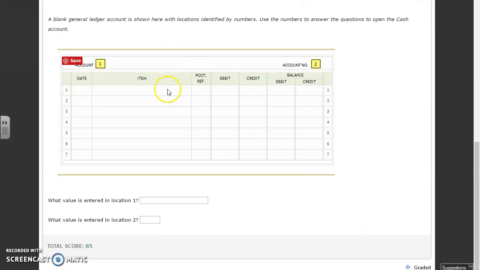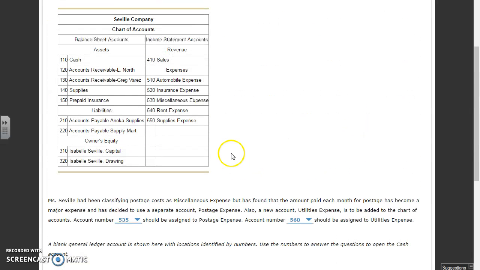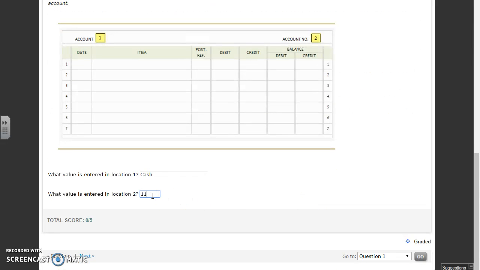All right, and the last thing, it says a blank general ledger is shown here with the locations identified by numbers. Use the numbers to answer the questions to open the cash account. To open up a ledger, very simple. All you have to do is put the account title up here, and you just have to put the account number right here. So what value is entered in location 1? Well, again, I have to put the account title, which they told me they want me to open it up for cash. Now, the account number, I look back up to my chart of accounts. Cash has a number of 110. So I'm going to go down here, fill in 110, and that's that. Please go ahead and save this. That is it for 4-1 Work Together.